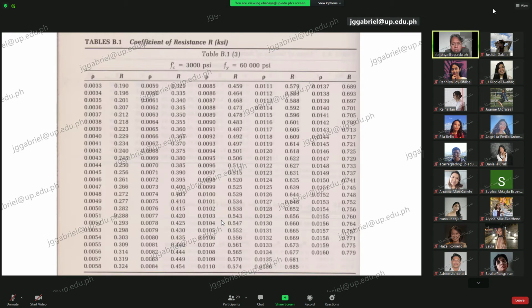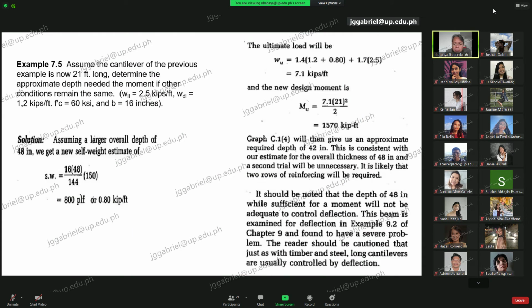Now, the rho that I showed before, given F prime C and Fy, you are given rho and the value of your R. You can also use this aside from computing. You already have your formula for capital R. Given rho and F prime C, Fy, you can compute it using the equation, but you can also use this table, particularly for the next example. I think we will do this.